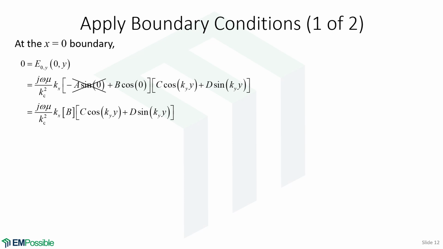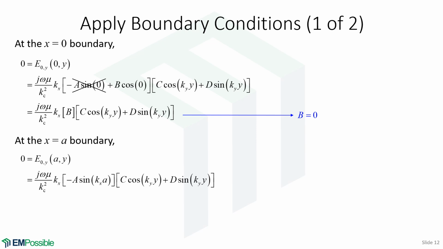So let's apply the boundary condition at the x equals 0 boundary. We apply this to E naught y, and we're going to set x equal to 0. Of course, sine of 0 is 0, so this term disappears. Cosine of 0 is 1, so we're really just left with b. Now for this whole expression to equal 0, that means that b has to equal 0. So we found b, and we can drop that term off of the general solution.